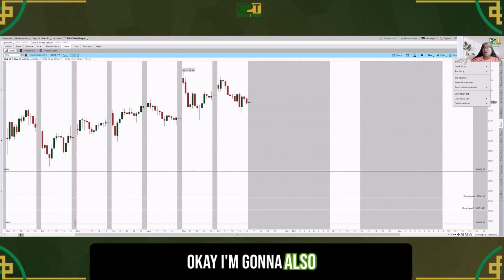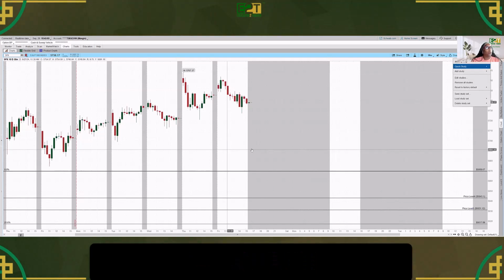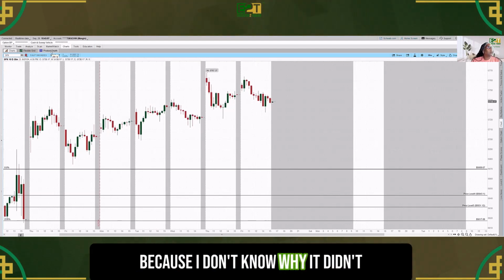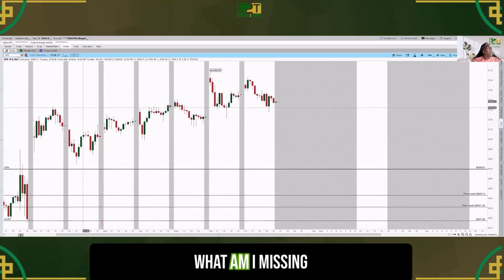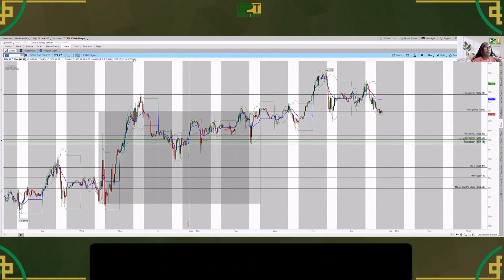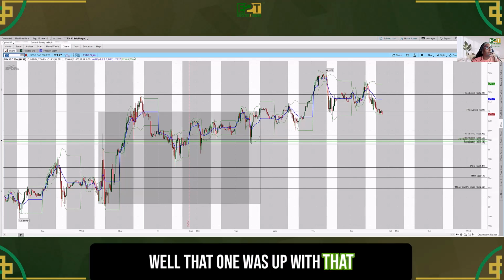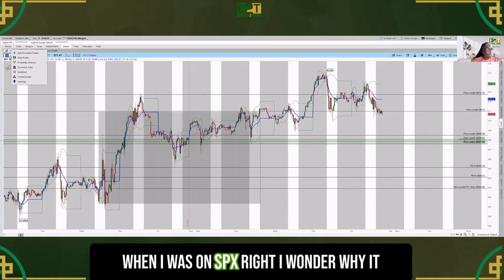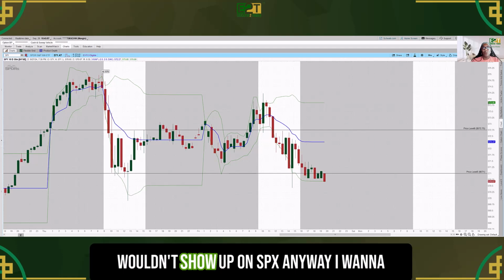Okay, this really should have showed up, and I don't know why it didn't. What am I missing? It didn't like it on SPX. Well, I wonder what's up with that. When I was on SPX, right? I wonder why it wouldn't show up on SPX.